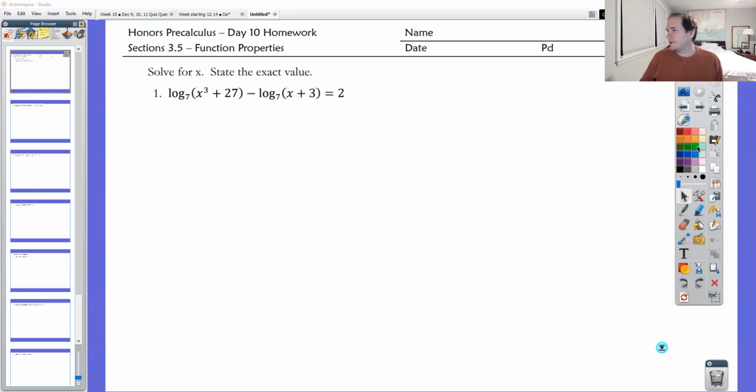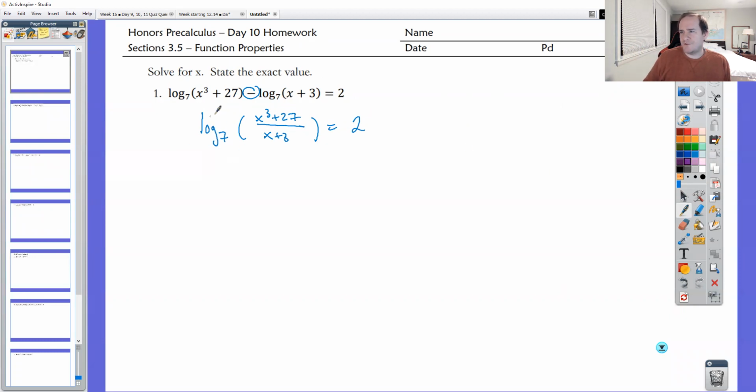All right. So there's options. There's options on how to do this problem. Why don't I maybe do the most obvious way first? The most obvious way to do it is to apply quotient rule to combine these two logs. So it becomes log base 7 of x cubed plus 27 over x plus 3 equals 2.